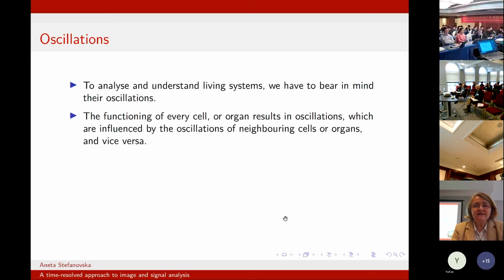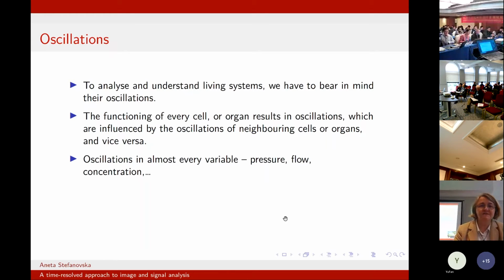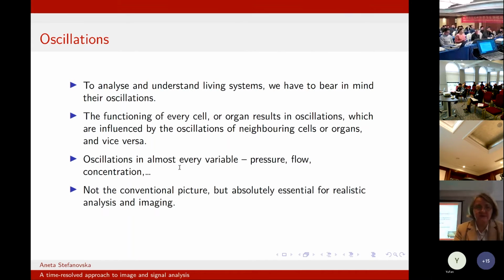But because they are interacting, they mutually influence their frequencies. And we end up in a scenario which is mathematically and physically very difficult, contrary to simple sine or cosine functions for clock-like systems. And we can think of oscillation in almost every variable. For example, blood pressure, you well know that it oscillates. Blood flow, if you measure it in whichever way, oscillates. All sorts of substance concentrations that you can measure oscillate. So it might not look like the conventional picture, but it is absolutely essential for realistic analysis and imaging.